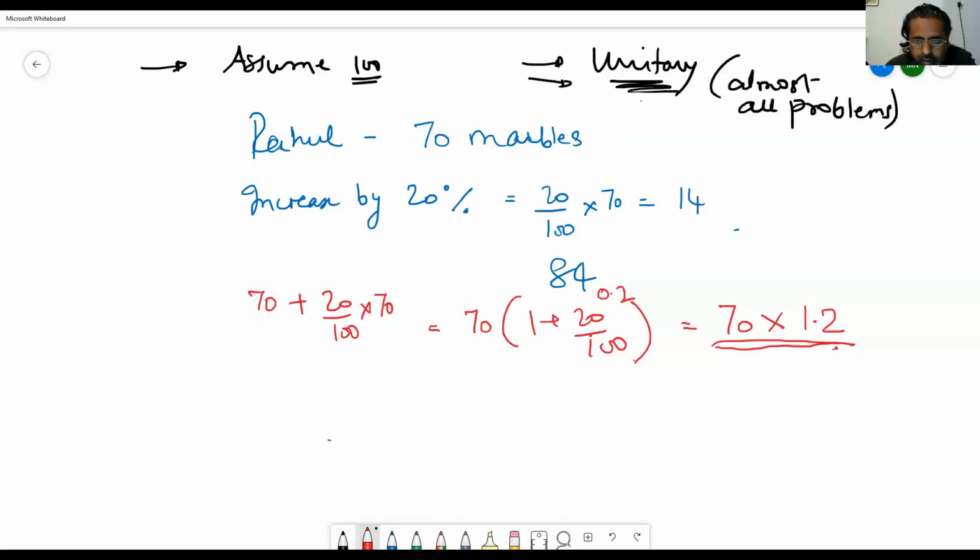This is the unitary method I'm talking about. I'm not talking in terms of hundreds at all. I'm only talking in terms of unity. So the whole base becomes 1, and I multiply this by 1.2.